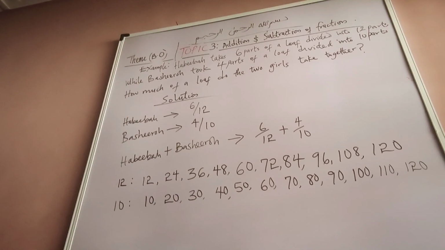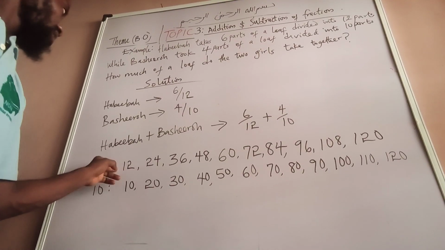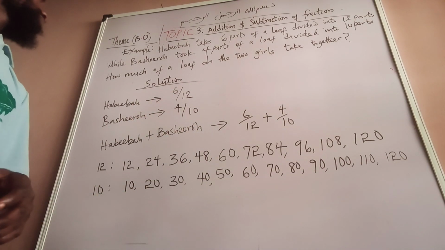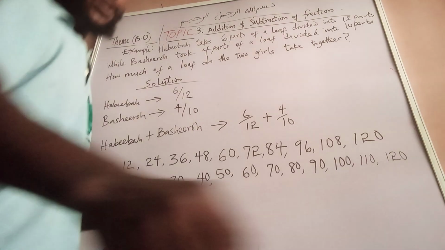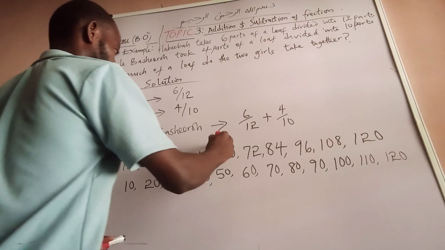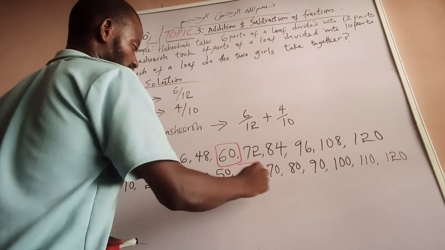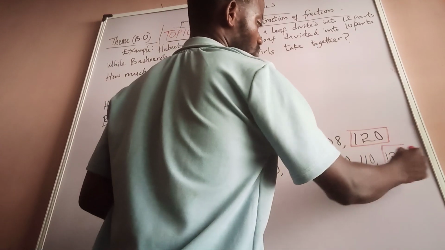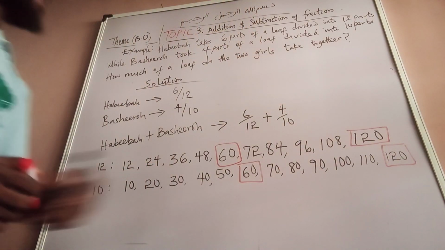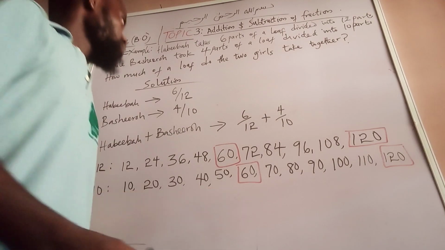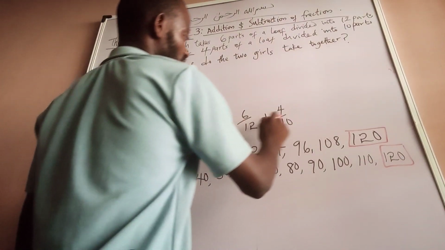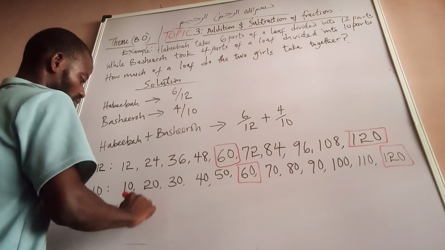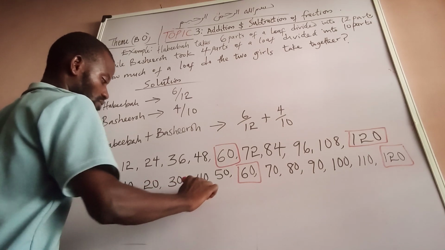Now, if we check the multiples of 12 and the multiples of 10, what are the common numbers? Here we can find 60, and also 60 here. 60 is common to both sides. And here also we can find 120. So with 60 and 120, which one is lowest? 60. That is why the lowest common multiple, the LCM of 12 and 10, is 60.